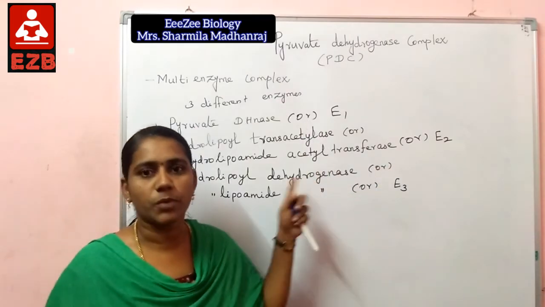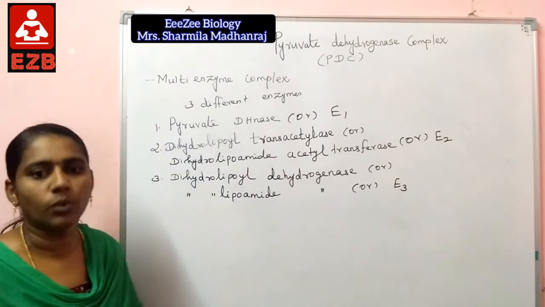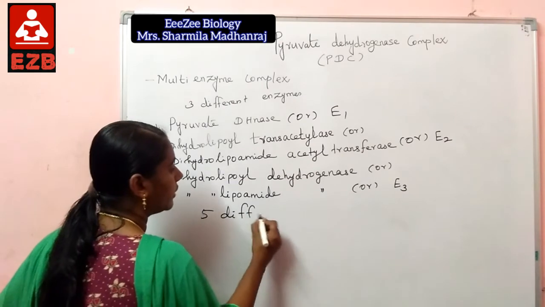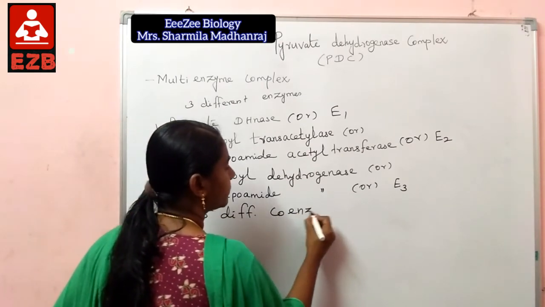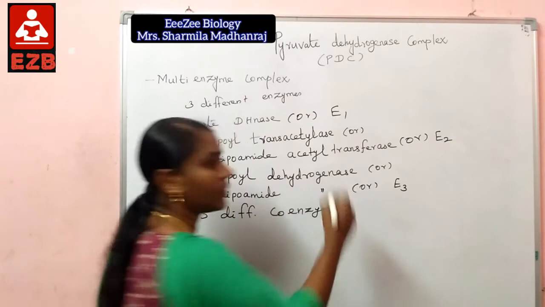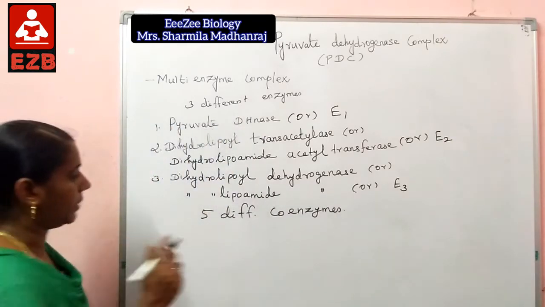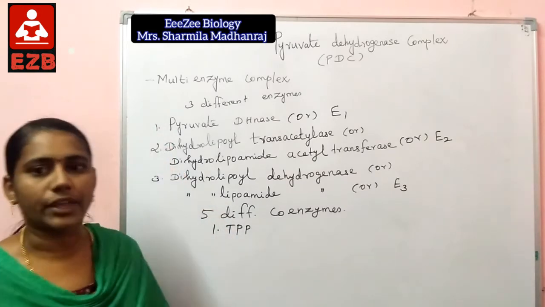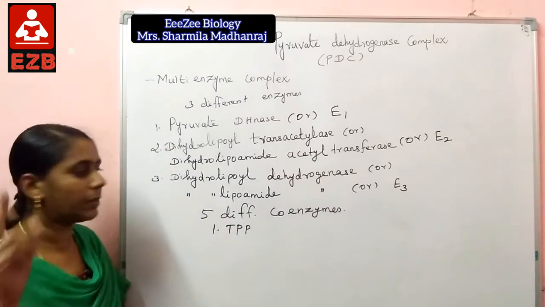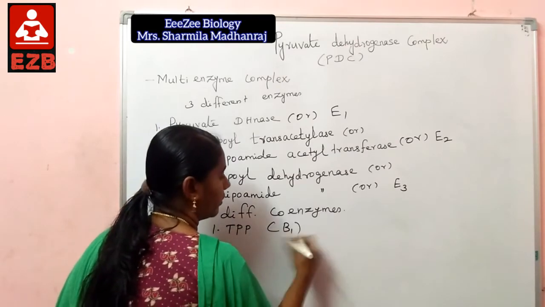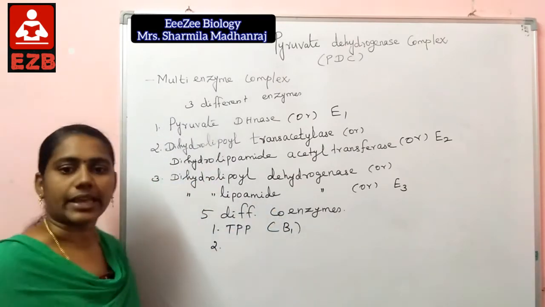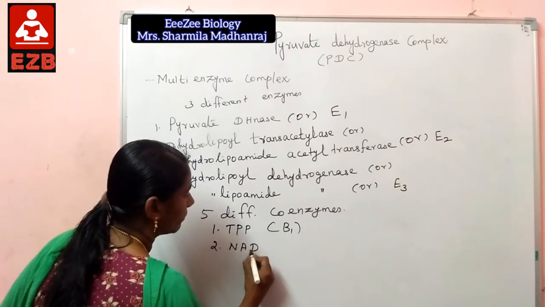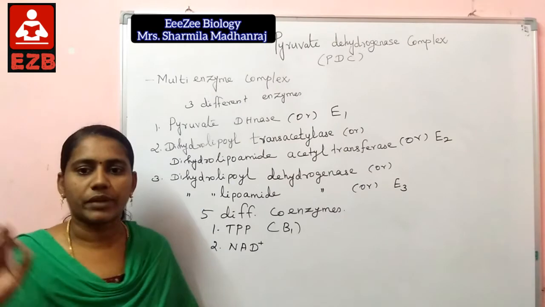Next, the multi-enzyme complex contains 5 different coenzymes. The first one is TPP. TPP is thiamine pyrophosphate. That is vitamin B1. Next, the second one is NAD+. That is vitamin B3.